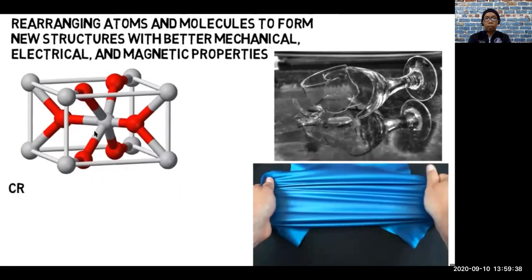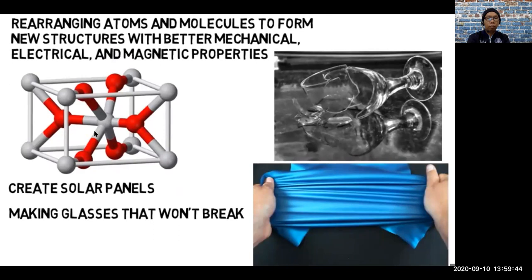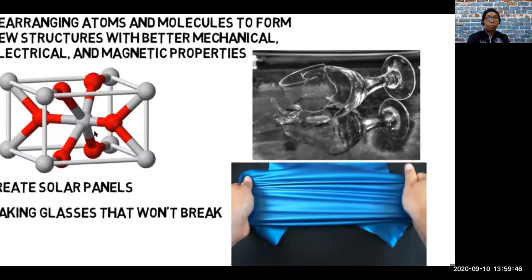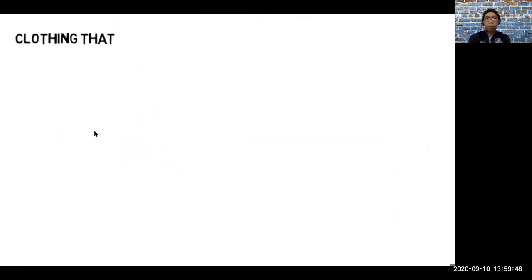We can use this to create solar panels that can absorb energy much better, all the way to making glasses that won't break when being dropped, but there are so many more applications. Materials engineers could make clothes that don't smell bad after use, tires that grip the road better, stronger tennis rackets, and the list goes on.